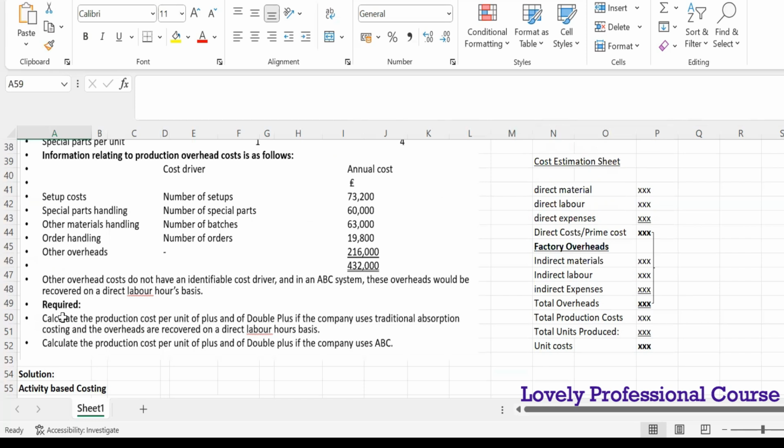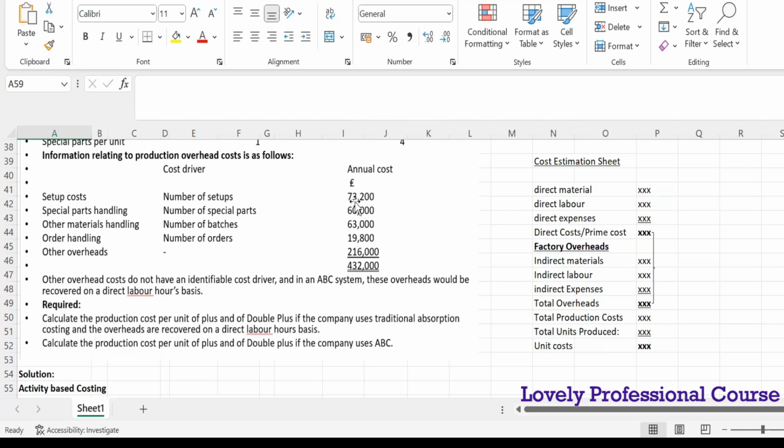And in the steps we have said, when we are implementing ABC, we need to identify what activity happened, identify the overheads incurred, identify the cost driver, determine the cost driver rate, and then you allocate. That is the 5 steps we have seen, if you remember. So on setup, they say here, information relating to production overhead cost is as follows. Our overhead costs are this.